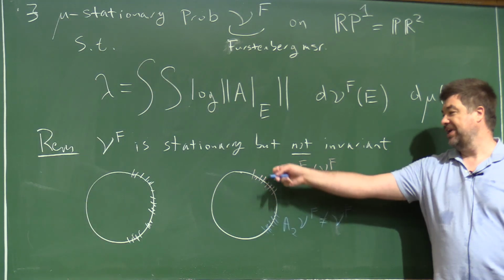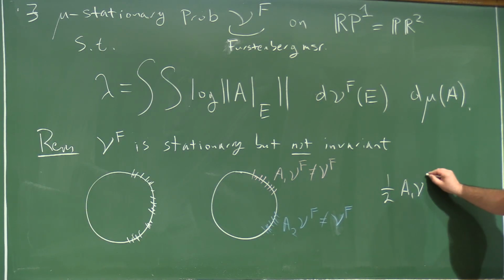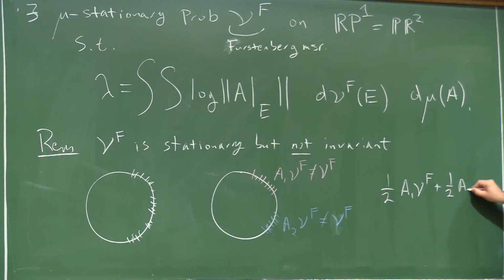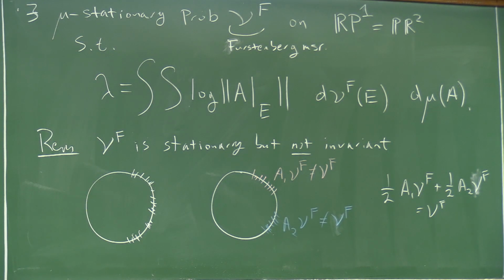But when I average this measure and this measure together, I get back what I started with. So 1/2 A1 of this thing plus 1/2 A2 of this strange measure gives you back the measure. And how do you build this thing? I won't prove the building, but I'll give a construction, and we'll want to use a generalization of it later.